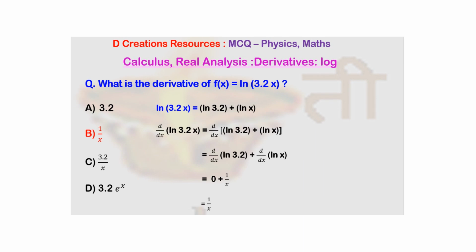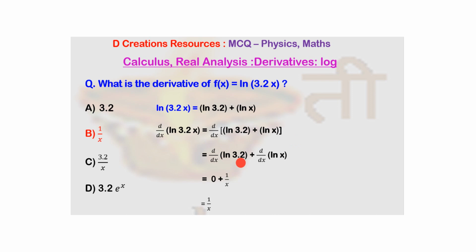So we know that in case of a logarithmic function, if you are taking log of a product, you can split it into two terms. So ln of 3.2x can be split as ln of 3.2 plus ln of x. So when you are taking a derivative, in fact it is the derivative of these two terms. So d by dx of ln of 3.2 plus d by dx of ln of x.